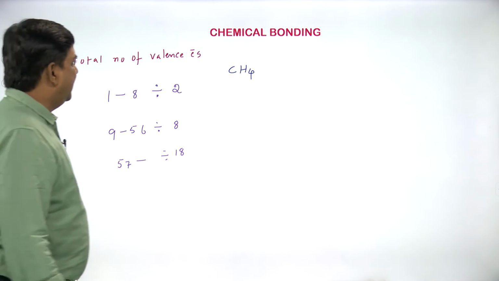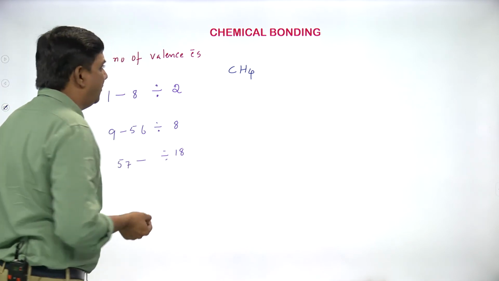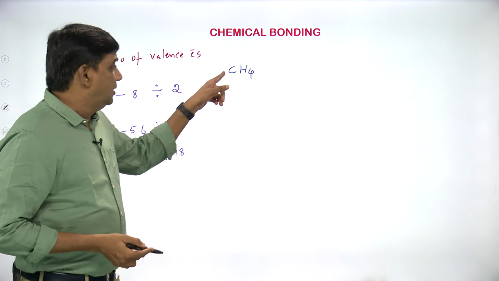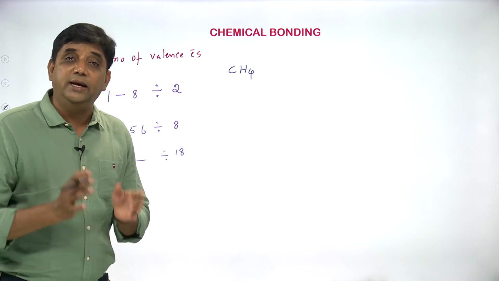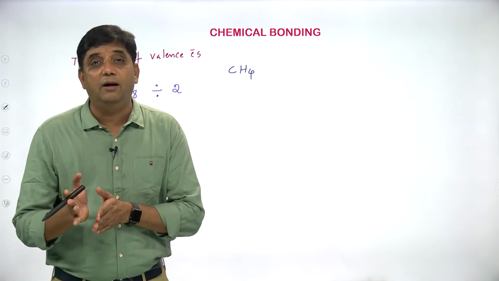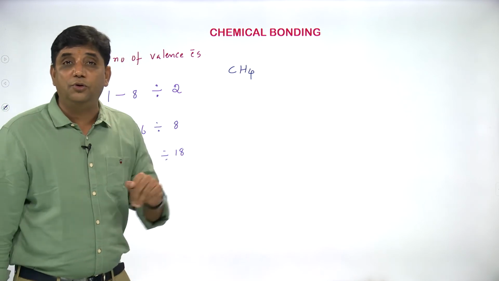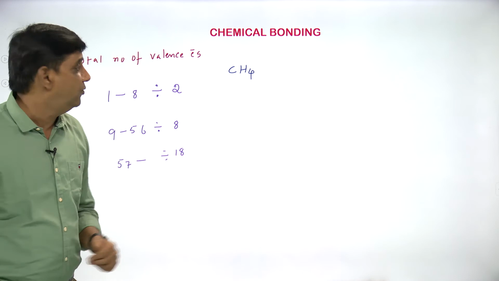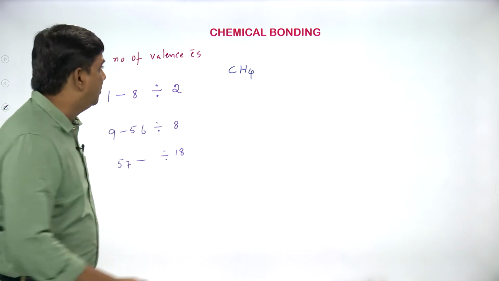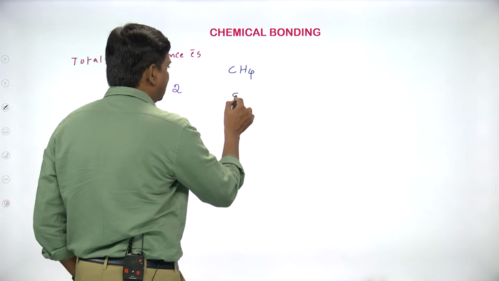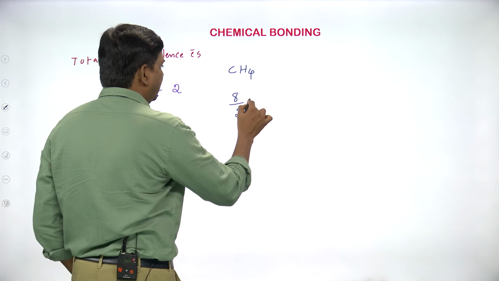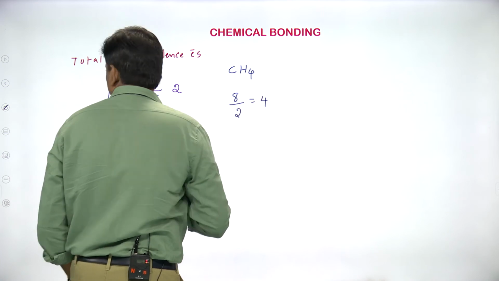CH4. The total number of valence electrons: carbon's valence electrons, C. The valence electrons in any atom is equal to its group number. As carbon belongs to the fourth group, the number of valence electrons is 4, and 4 hydrogens give 4. Total number of valence electrons is 8, and 8 by 2 is equal to 4. Hybridization would be sp3.